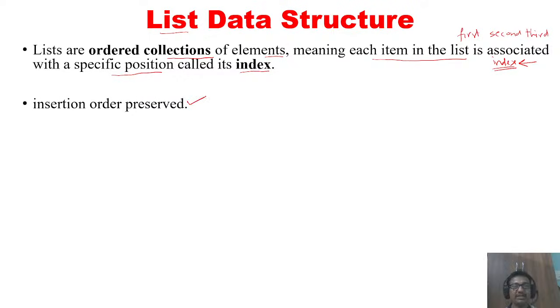Insertion order is preserved in a list. That means the order in which you insert elements into the list is maintained inside the memory of the list. For example, you might have added element 10 first, then 20 next, then 30 next. This order is preserved. That is called insertion order preserved.